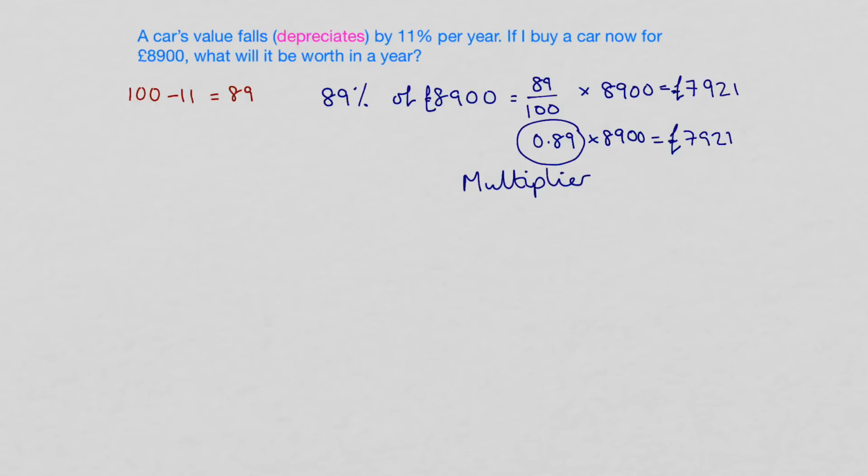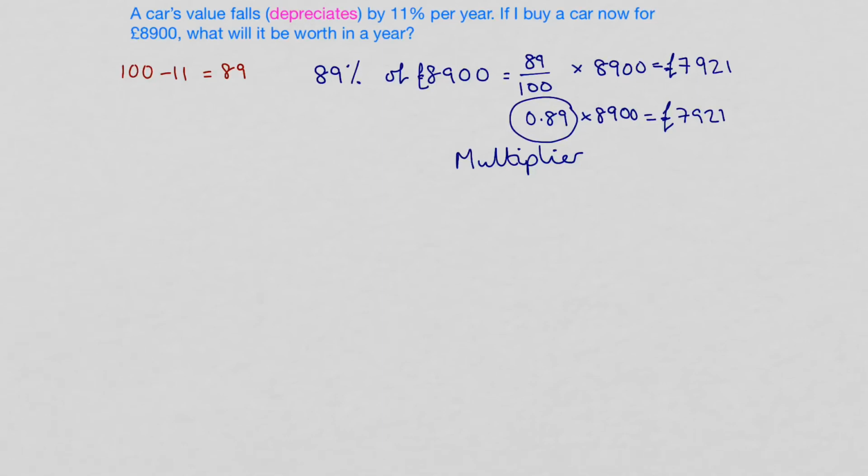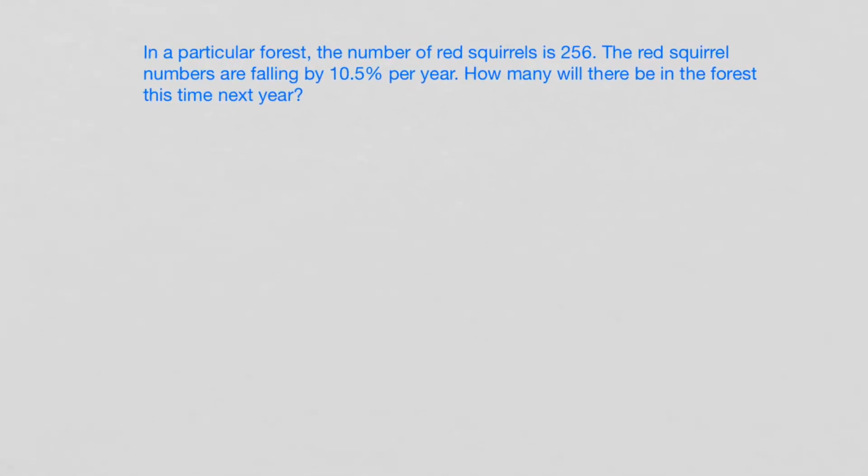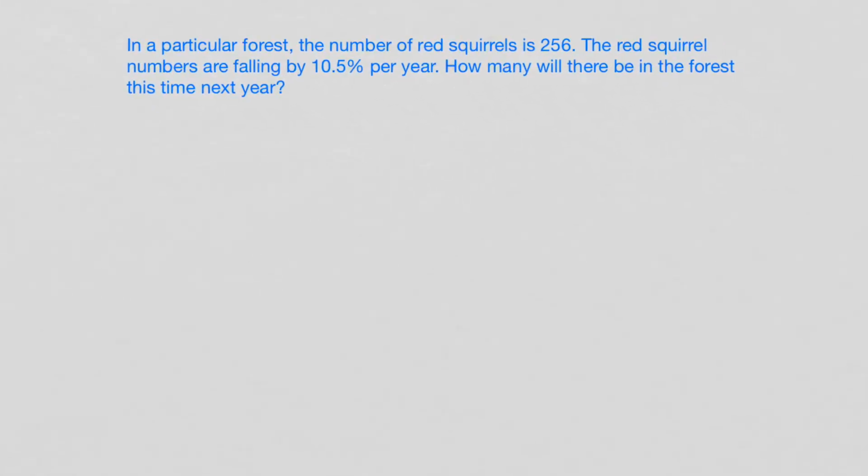Okay, so once you've decided what percentage you end up with and changed it into a decimal, that's called the multiplier. Okay, so we're going to do one more example. Maybe two, we'll see. So in a particular forest, the number of red squirrels is 256, so we're not talking about money now. The red squirrel numbers are falling by 10.5% per year. How many will there be in the forest this time next year? Okay, so we need to reduce 256 by 10.5%.